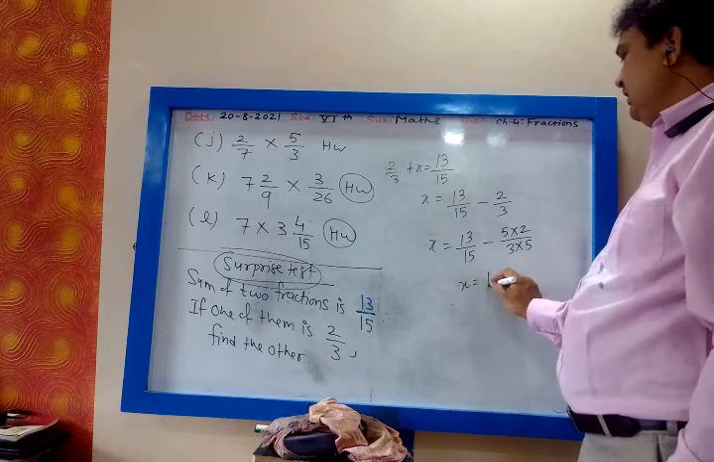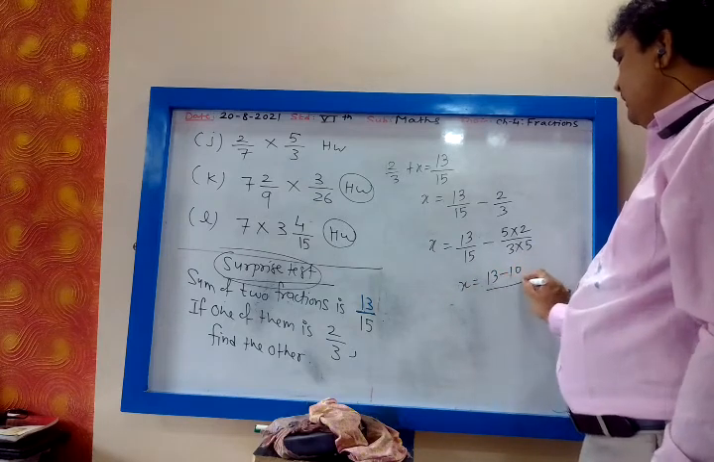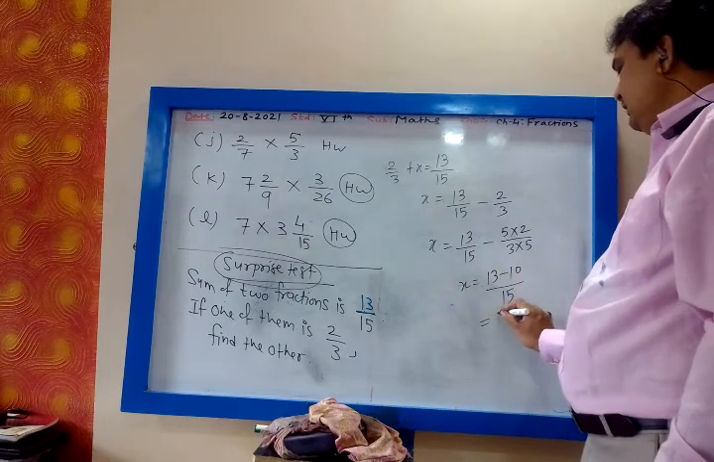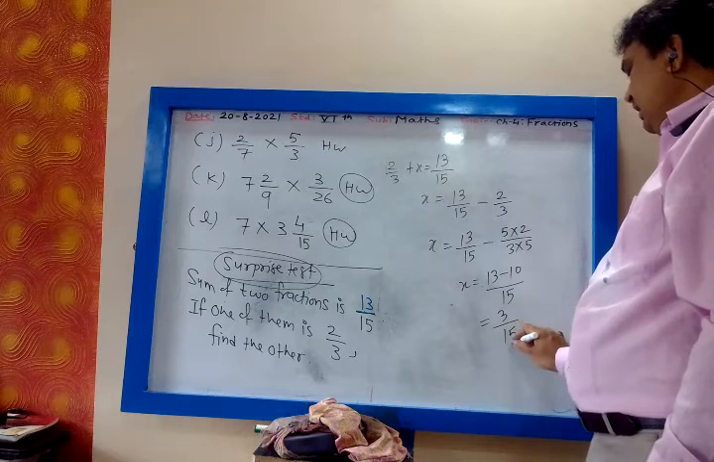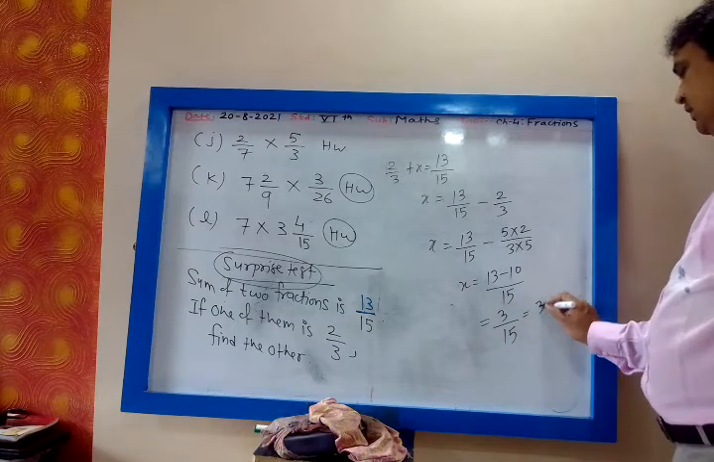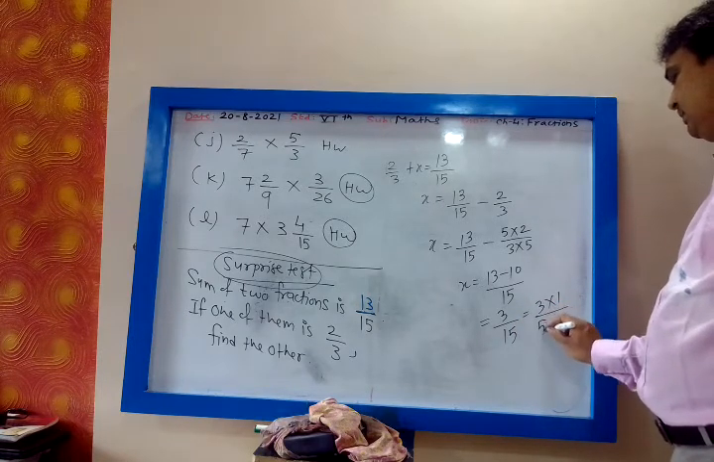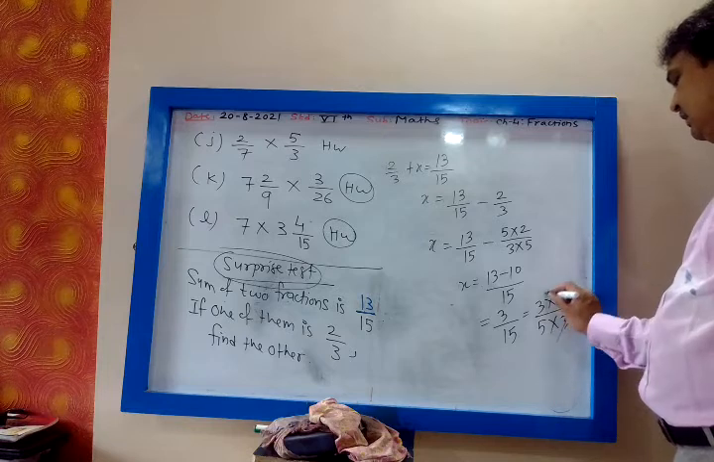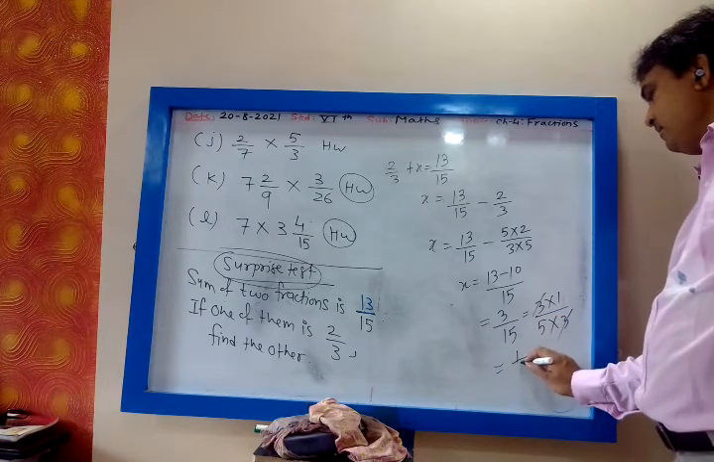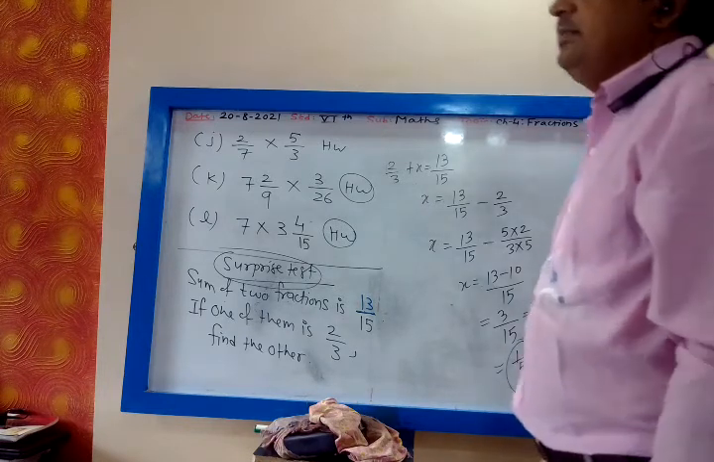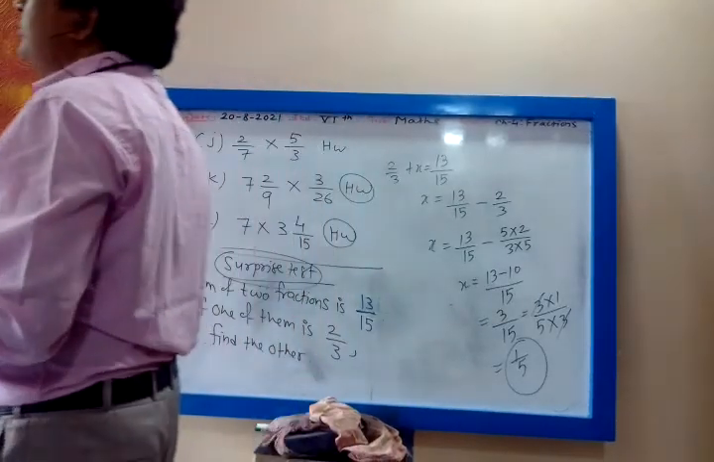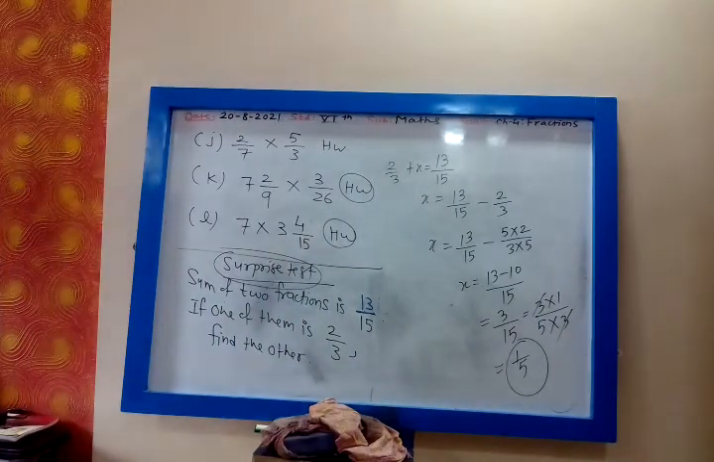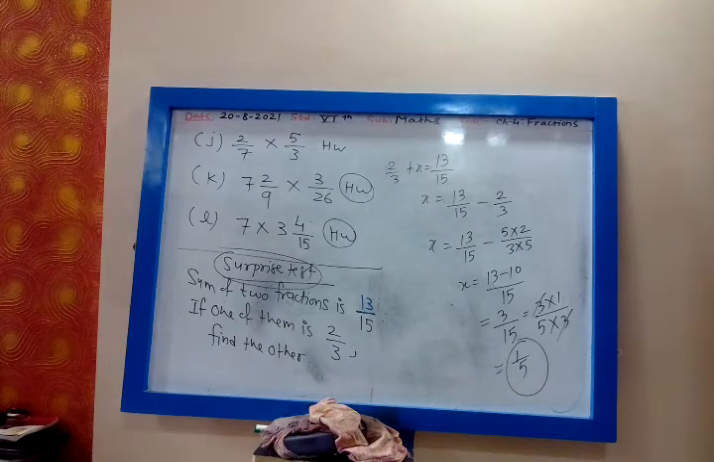So x is 13 minus 10 upon 15. Answer is 3 by 15. But you can write it in the lowest term. 3 1s are 3, 5 3s are 15. 3 and 3 get cancelled. Answer is 1 by 5. So do not give the answer 3 upon 15, my dear. 3 upon 15 is a correct answer, but I want the answer in the lowest term.